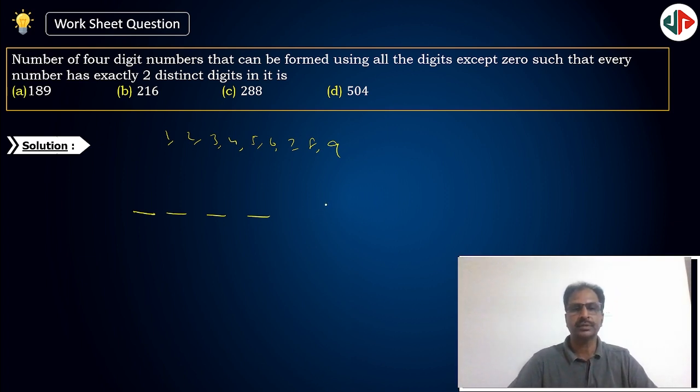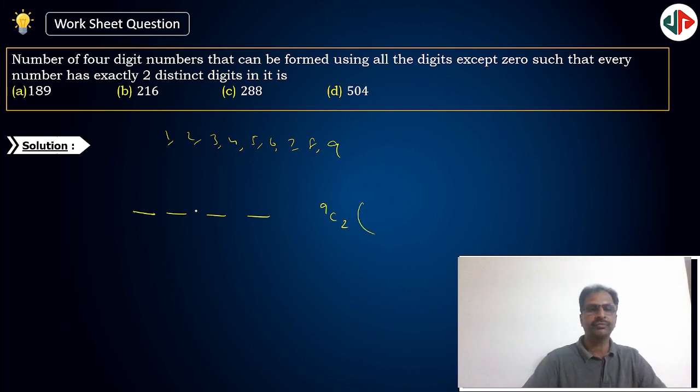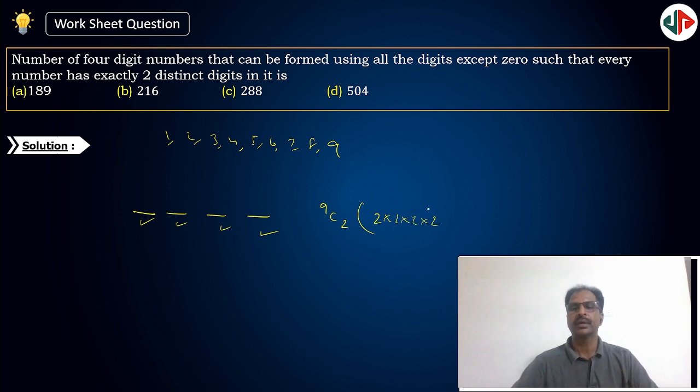So first select 2 digits in 9C2 ways, but we require 4-digit numbers. Select 2 digits and each place can be filled in 2 ways, 2 into 2 into 2 into 2, 2 power 4. Now you have to subtract the cases where all four digits are the same, which means 2 cases. So 9 into 8 by 2 into 16 minus 2. This is 36 into 14, 504.